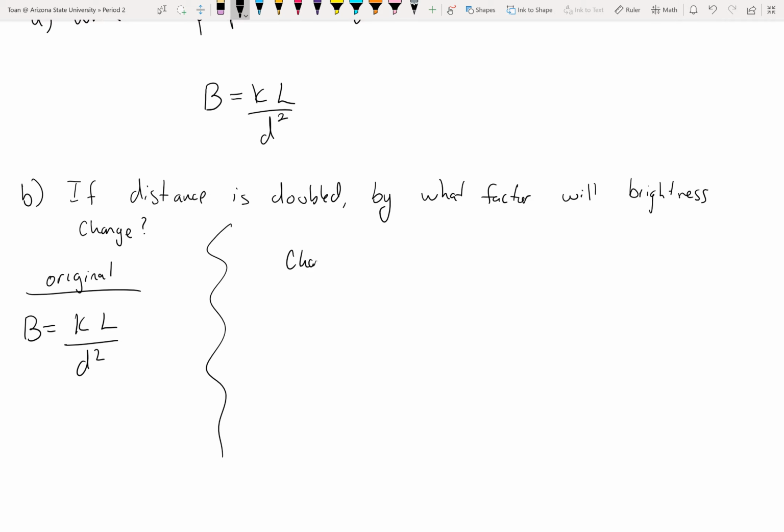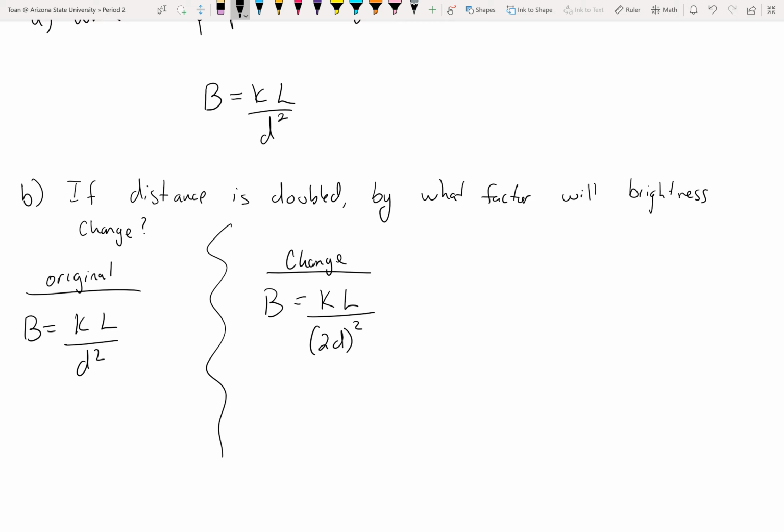So here's our change. And here's my suggestion: whenever you do a substitution, always use parentheses. I did not change the B, I did not change the K, I did not change the L over. I changed the D into a 2D, and since I'm doing a change, I'm going to use parentheses. All I did was change the letter D by substituting a 2D. We're okay with that. Then the rest is just math.